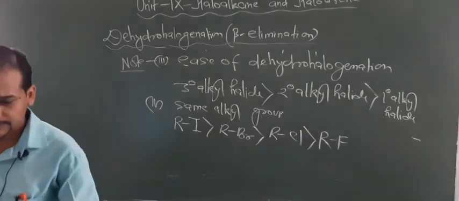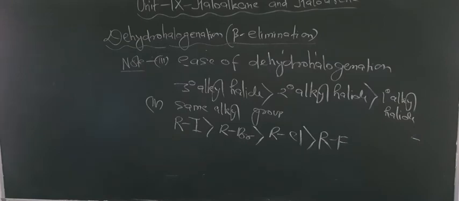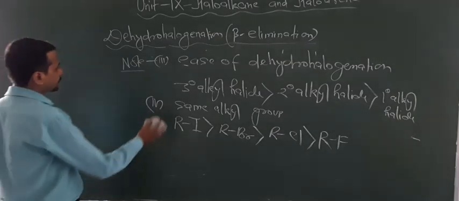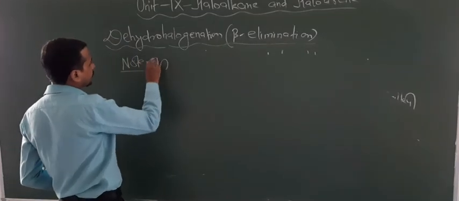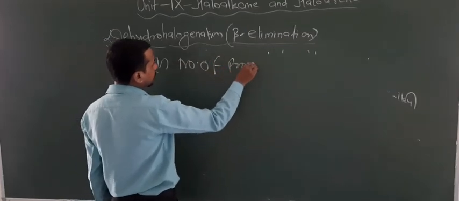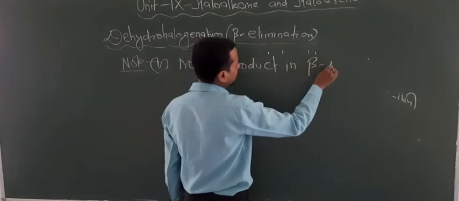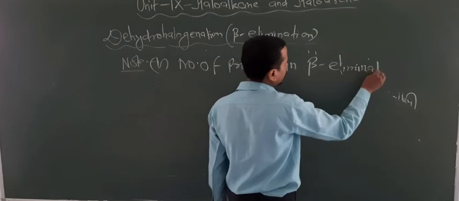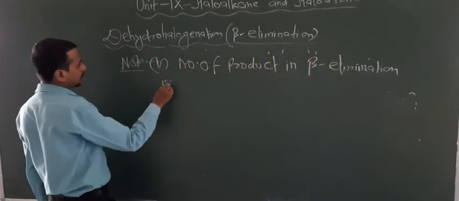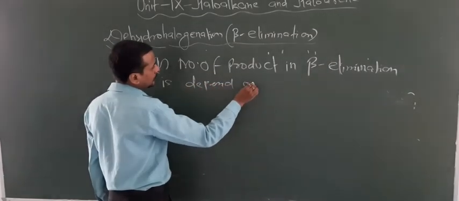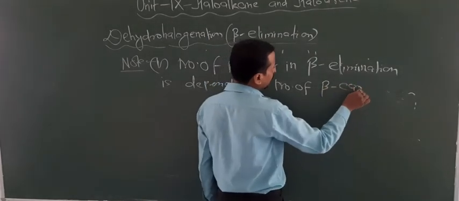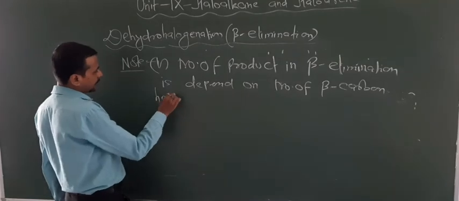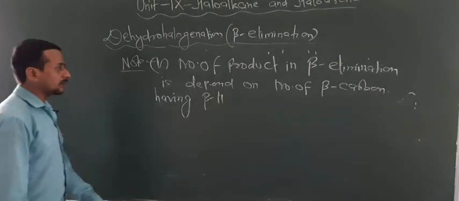Now one more question may arise: how can you find the number of products? Look here, what happens basically is that the number of products in beta elimination depends upon the number of beta carbons having beta H.